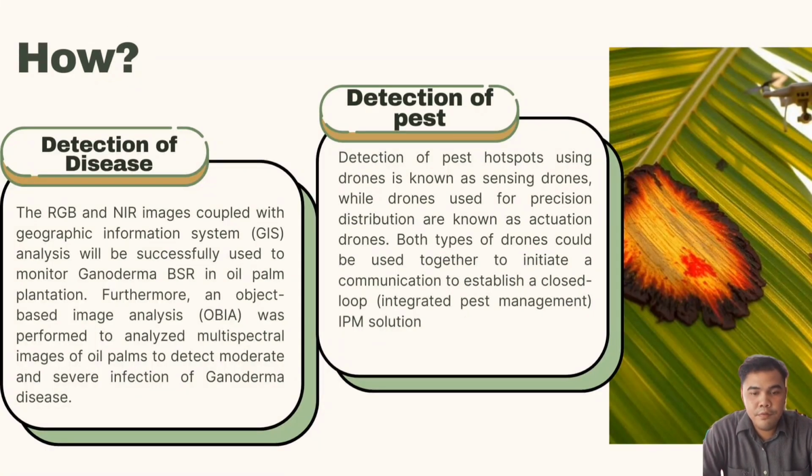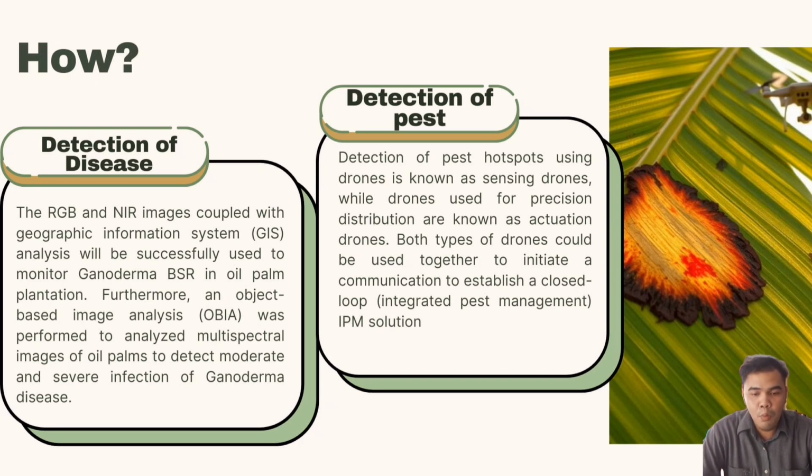Okay, another use of drones in pest and disease monitoring in oil palm plantation management operation is for the purpose of the detection of disease, where the most common disease in the oil palm industry is caused by Ganoderma boninense. This disease often causes huge loss in oil palm management.